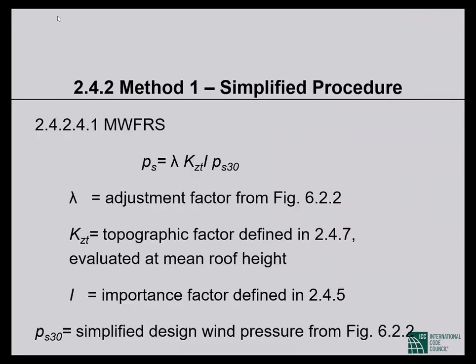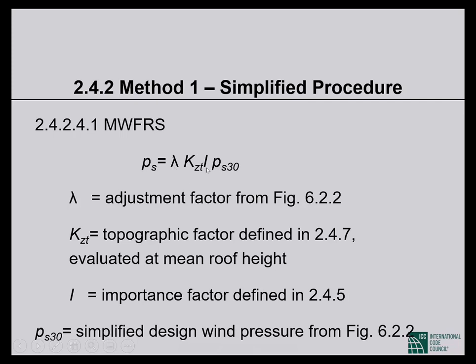So the method tells you that the pressure is equal to... actually, even this stuff I'm going to skip. This P_S30 is given directly in tables. I will take you to the table. This is an importance factor that you are familiar with. K_zt you are familiar with. This is the topographic effect factor.